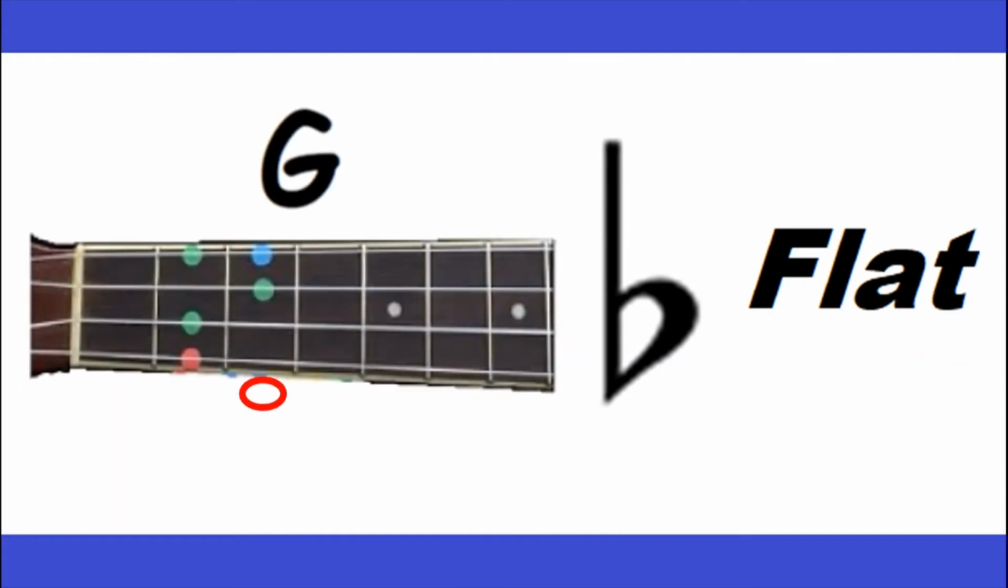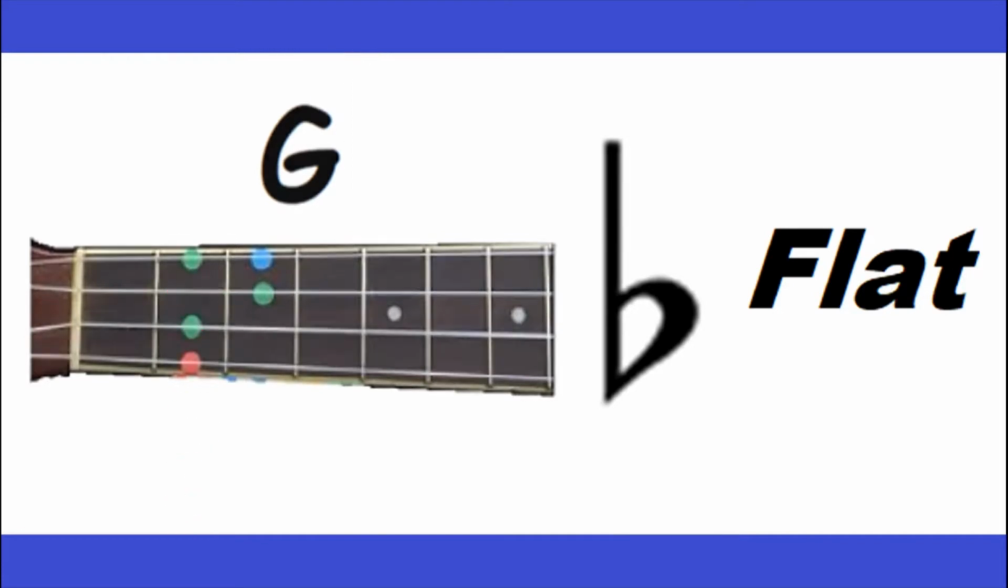A flat does the opposite of what a sharp does. It lowers a note by a half step. Say we have a note like G. Adding a sharp would turn it into G sharp, and it would sound like this. But adding a flat would make it sound like this. If we can raise notes, then we can lower notes, and flats are how we do that.